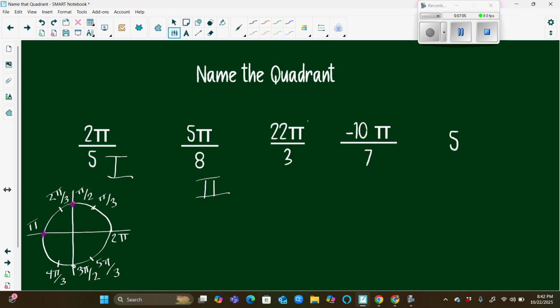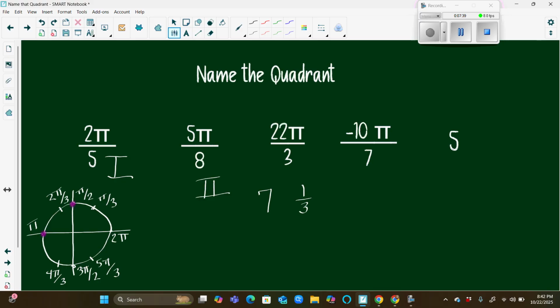So 22 pi over 3 is larger than 1 revolution around the circle. So we need to figure out which angle is coterminal to it, and that way we can find out which quadrant it's located in. So what I like to do is ignore the pi for just a moment, and let's divide 22 by 3. Change it to a mixed number. So how many times does 3 go into 22? 7 times, with how many left over? 1. So think of that as being like 7 1/3.